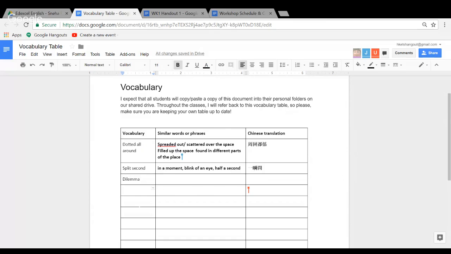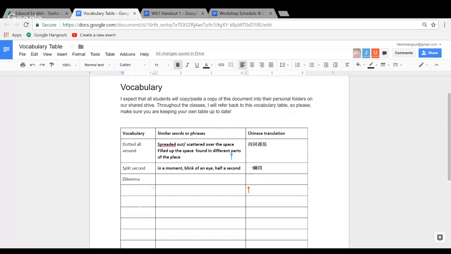So now there's two parts to understanding how these words work. Yeah? Dotted all around can have a negative impact. It can also be positive. But in this case, it's just what it is. It's neutral. There's no emotion. Not everything has to have emotion to it. That's okay.